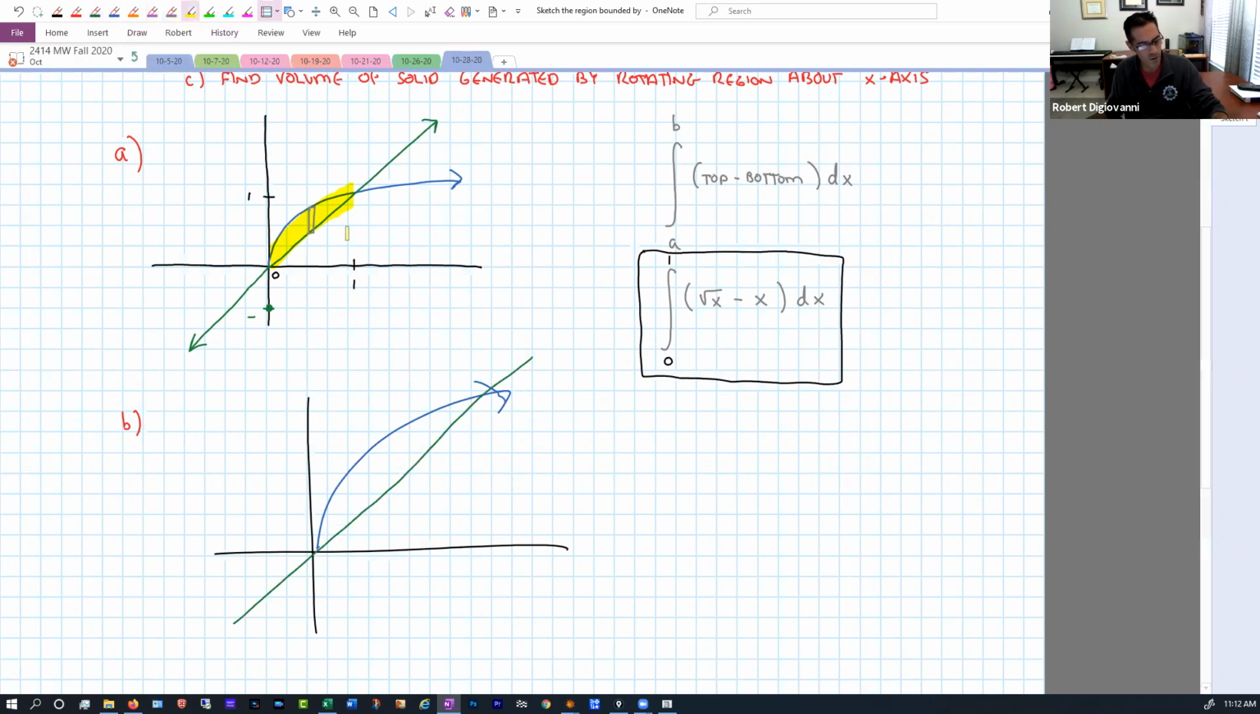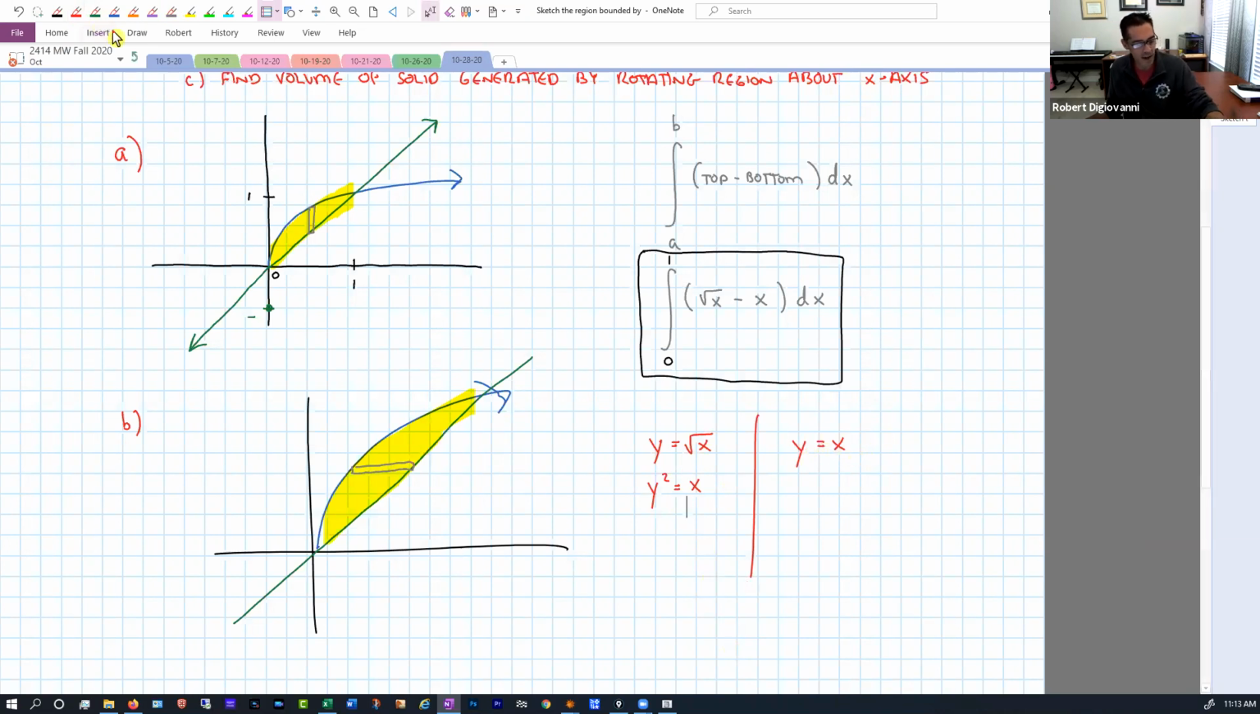So if I'm going to do horizontal rectangles this time, then I cannot be working with these as functions of x. I have to see if I can represent these as functions of y. That means I have to take the original equations, and instead of solving them for y, I need to solve them both for x. So that means I need on the left one to square both sides. And then on the right one, well, it's already solved for x. X is equal to y.